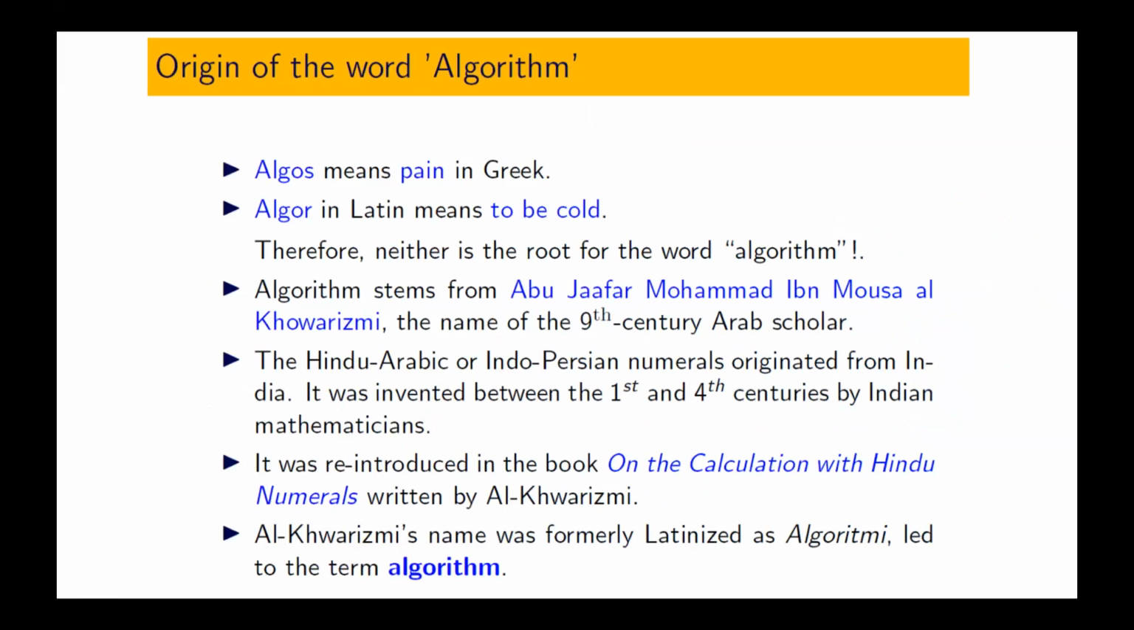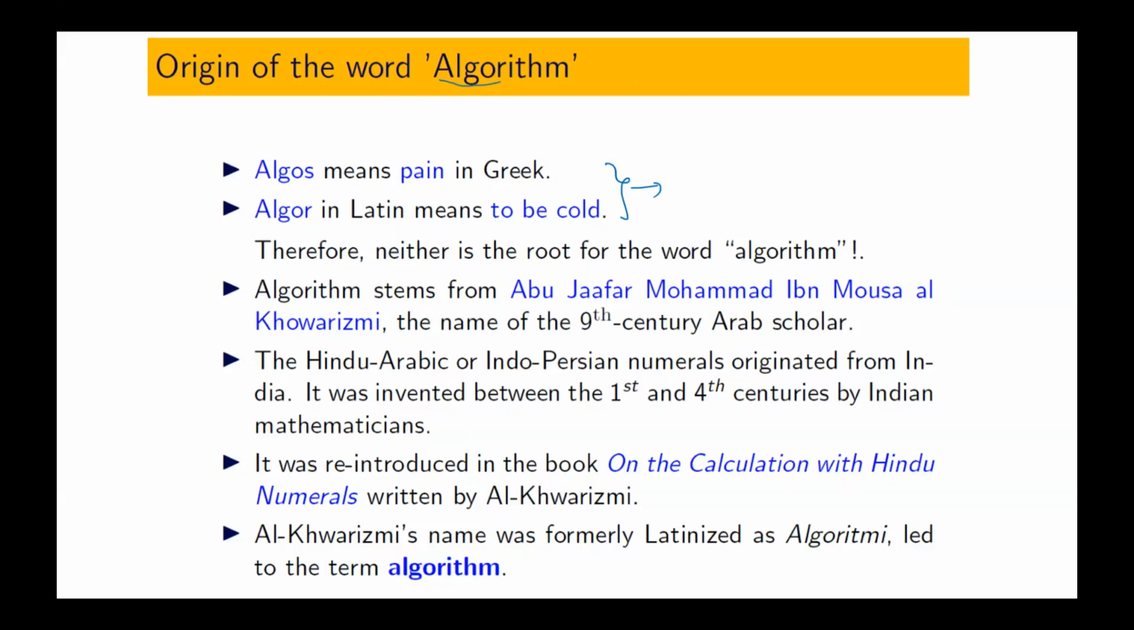Next one. What does this word algorithm mean? How did it originate? Consider the first 5 letters of the word algorithm: algor. Algor means to be cold in Latin. And with the first 4 letters, algo, if you add s, algos, it means pain in Greek. So it is clear that neither algos nor algor is the root word of the word algorithm.